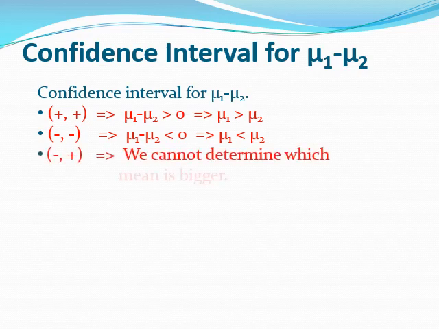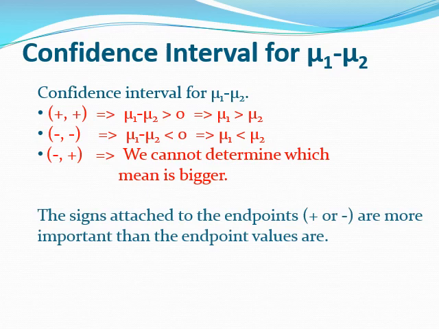And it's not the numbers themselves, it's the endpoints. Let's say we had an interval that went from 10 to 20. This doesn't really tell me anything about mu1 or mu2. It's talking about the difference between them. It's telling me that mu1 is anywhere from 10 to 20 units bigger. Why bigger? Because they're both positive numbers.